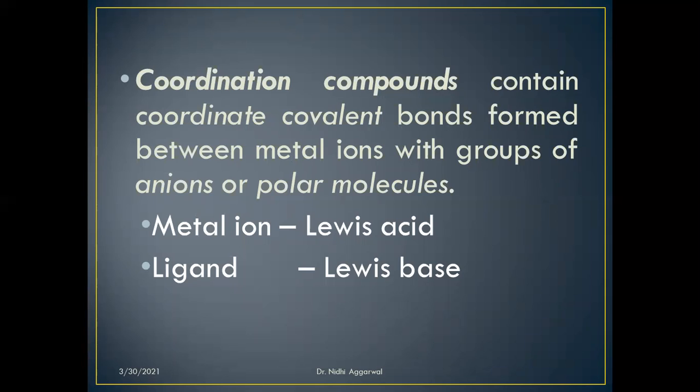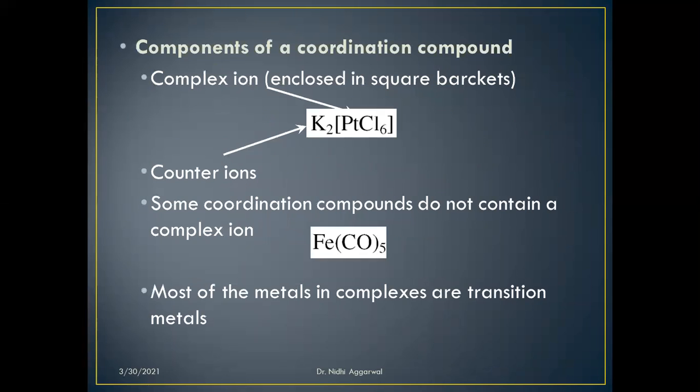First one is the metal ion. Since these metal ions are deficient in electrons, they are considered as Lewis acids, while the ligands, since they are electron-rich species, meaning they have donor atoms with lone pairs, are considered as Lewis bases. Now, what are the basic components of coordination compounds?